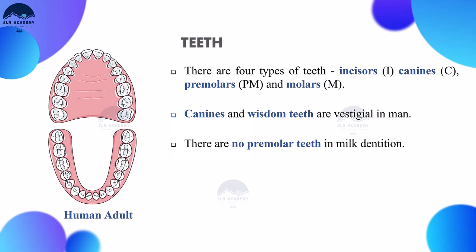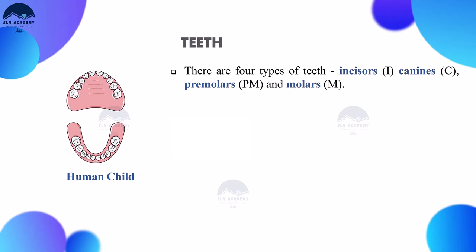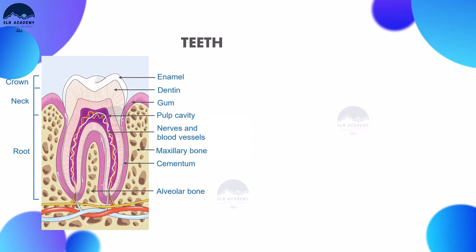Dental formula in human adult is 2123 by 2123. Total 32. Milk dentition of humans is 2102 by 2102. In total, it is 20.